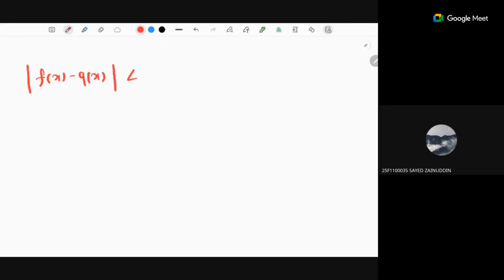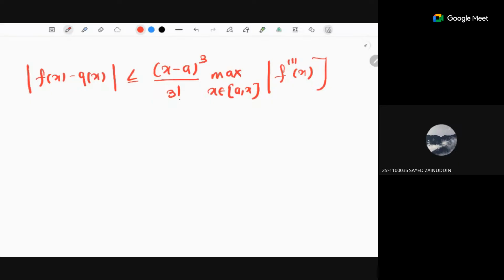This is less than or equal to (x minus a) the whole cube by 3 factorial, times the max value you have to take for x belonging to the interval a to x, of the modulus of f triple derivative of x. Right? So this is the formula for finding the error. So here you have f of x is under the root of x plus x square by 2. Is this formula clear to you?